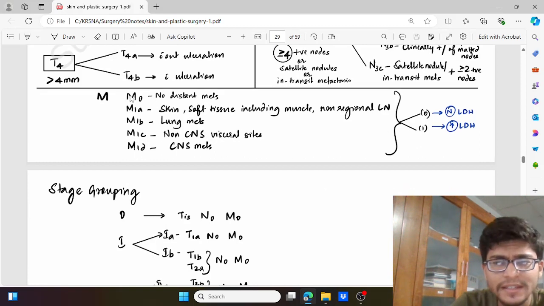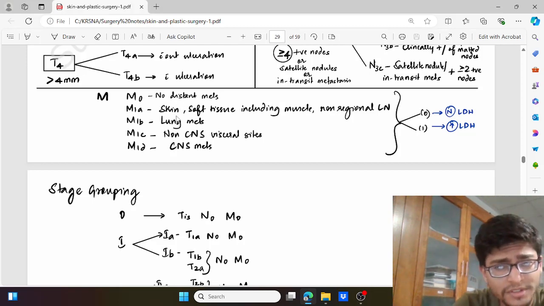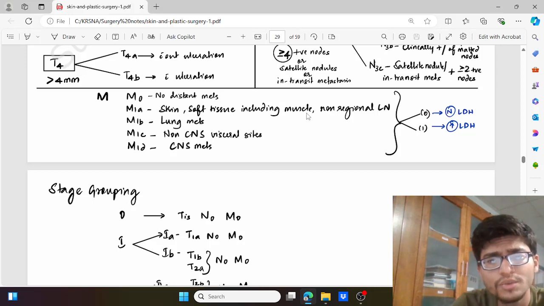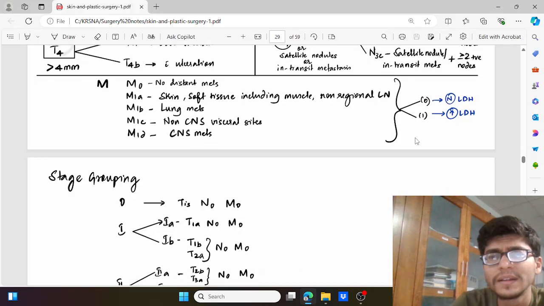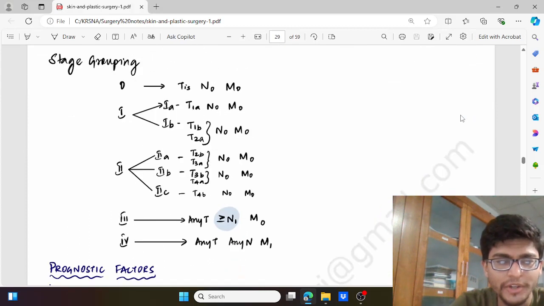The metastasis: M0 no distant mets, M1 divided into A to D for better prognostic staging, where A is skin, soft tissue, muscle, non-regional lymph node, B is lung, C is non-CNS visceral sites, and D is CNS visceral sites. It will also be marked with LDH, which is normal or increased, with added points.